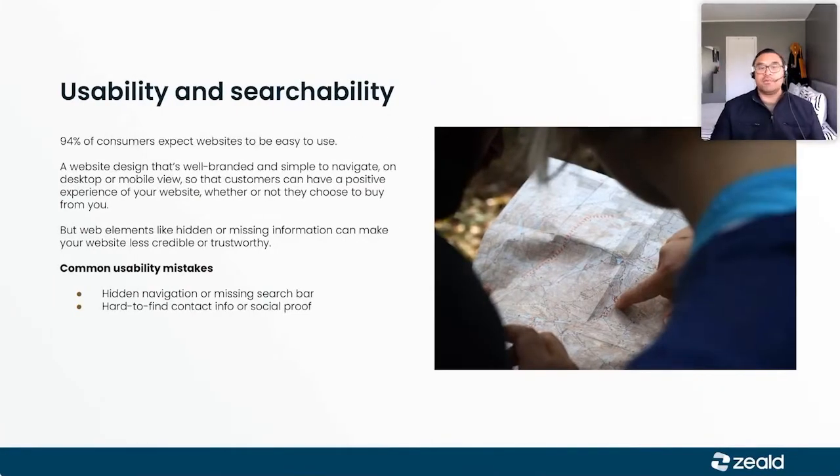Usability and searchability. 94% of consumers expect websites to be easy to use. I would anticipate that might be slightly higher, in the sense that in the last 18 months, more and more people are using websites and digital online platforms to search for what they want. Mainly that's because COVID pushed us that way. I know that my parents, who are elderly, now purchase online, because COVID has pushed all of us to go that way.